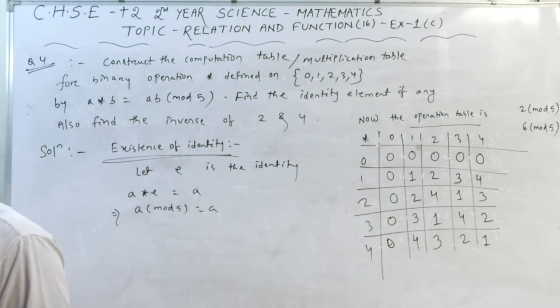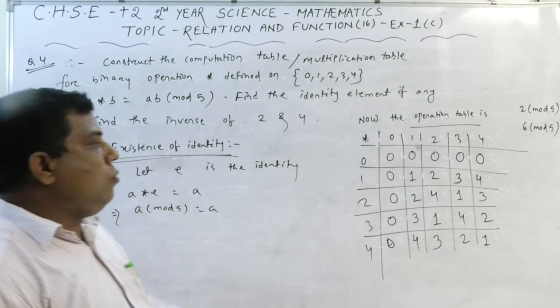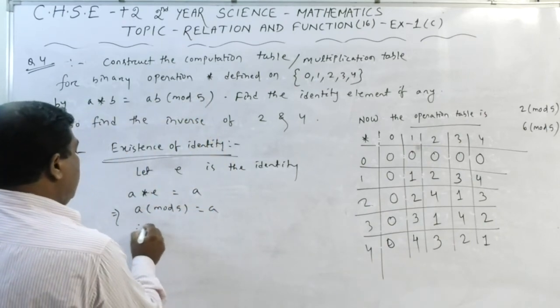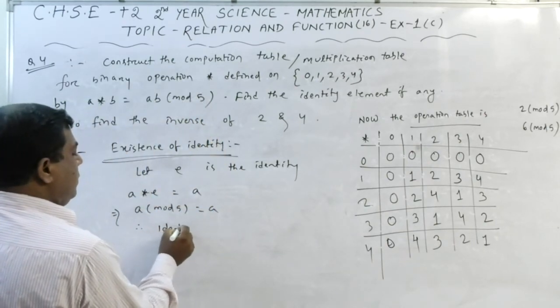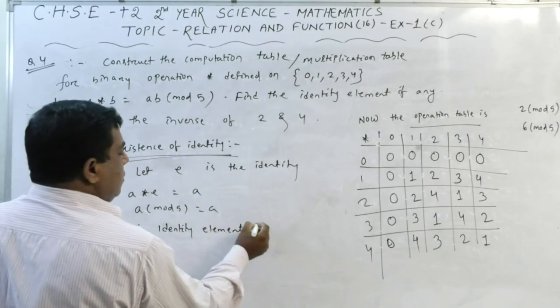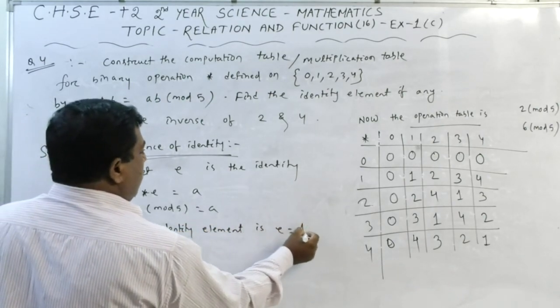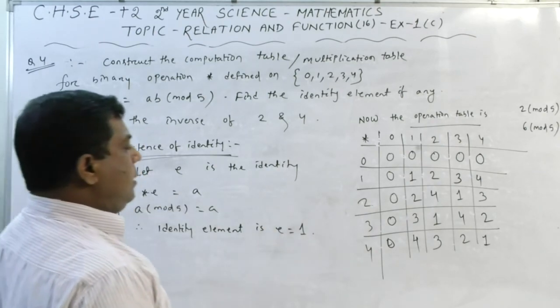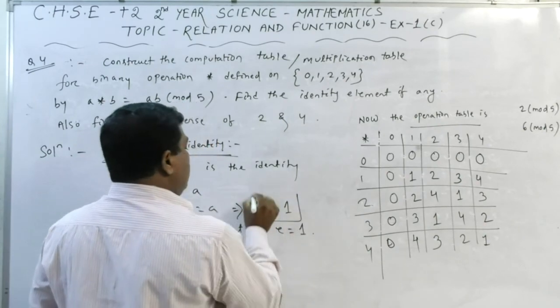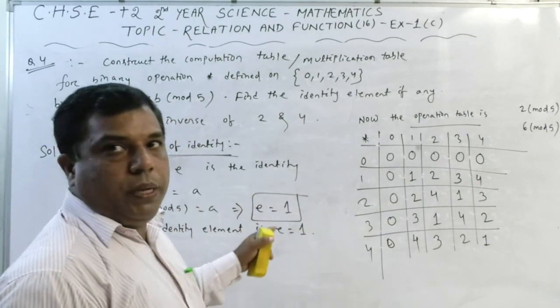And the identity element is, here it is 1. Okay, some correction is there. Therefore, identity element is equal to 1. Okay, 1 is the identity element. From here it is clear that identity element E is equal to 1. Okay, 1 should be operated.